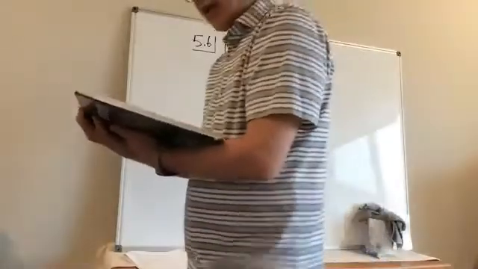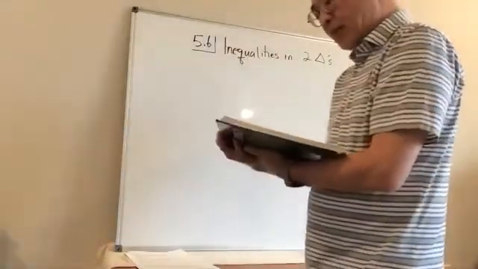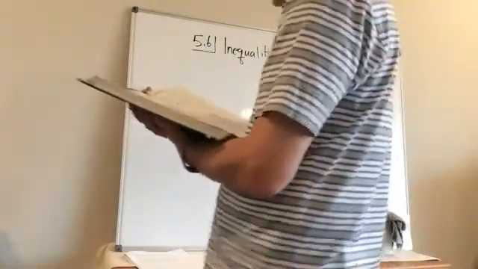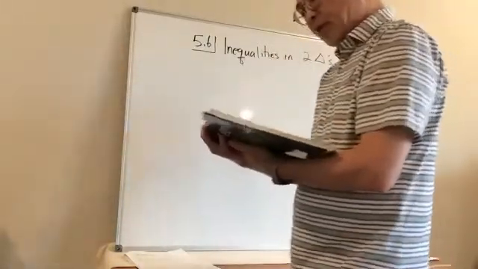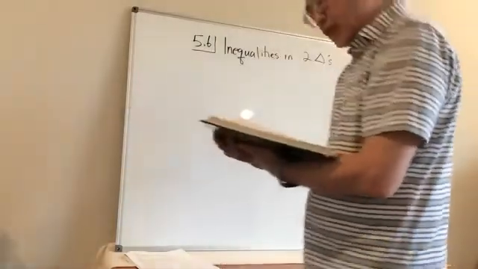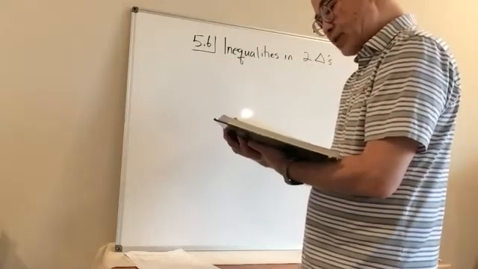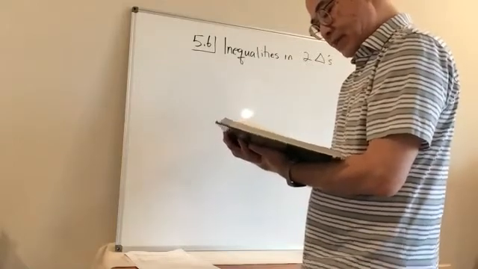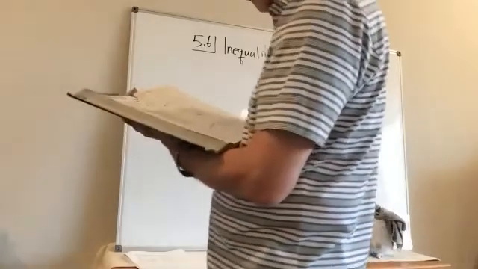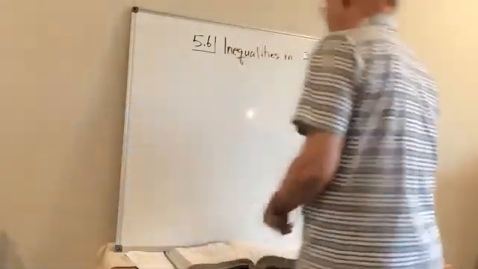So we look at page 352, it says 5.6-1, the hinge theorem. If two sides of one triangle are congruent to two sides of another triangle, and the included angles are not congruent, then the longer third side is across from the larger included angle.